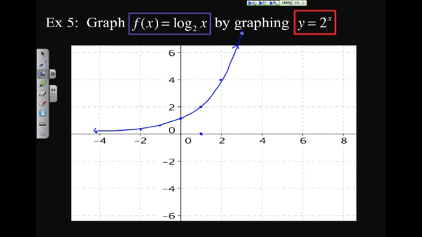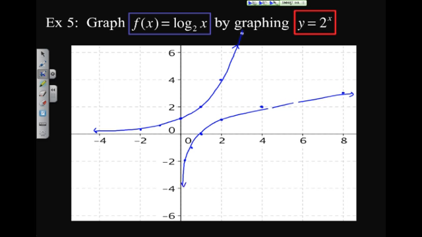This point is 1, 2. So this point will be 2, 1. 2, 4 becomes 4, 2. 3, 8 becomes 8, 3. And then these values go back this direction as well. And so we can see what happens with this one is we get, whoops, missed that one. We get that curve going off to the right.